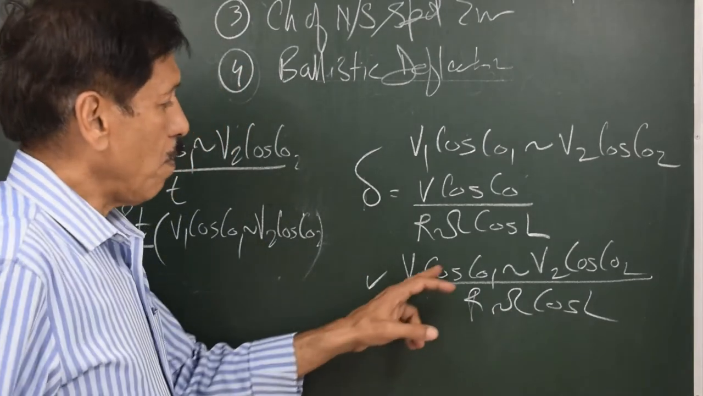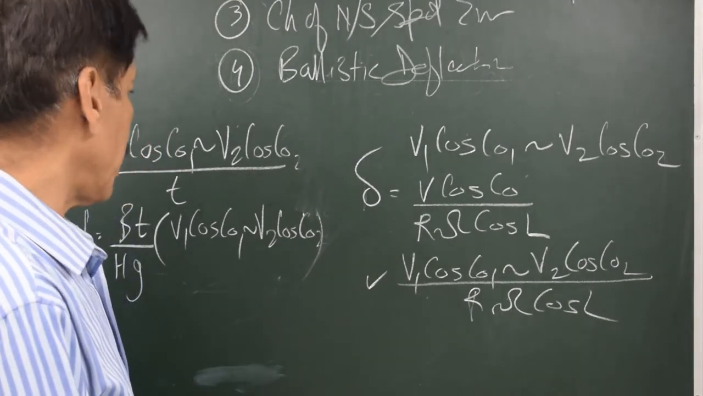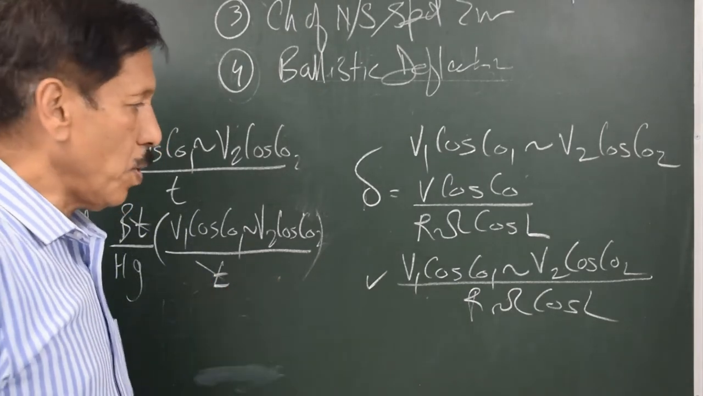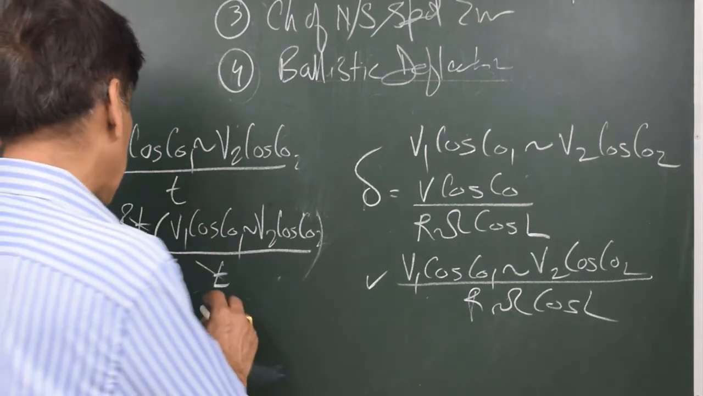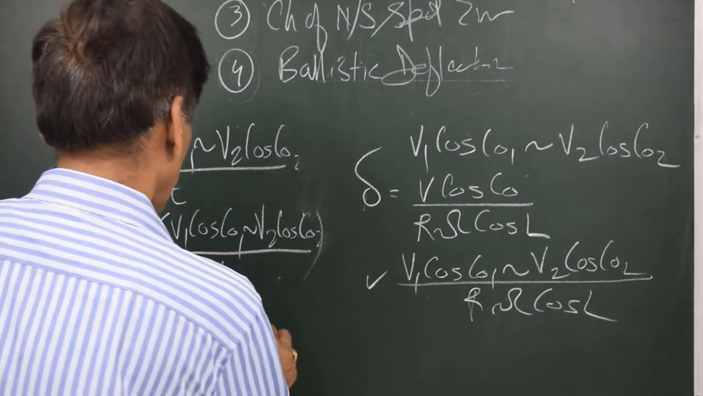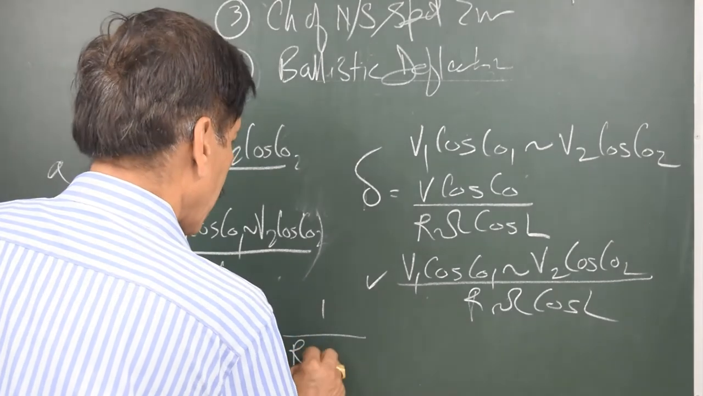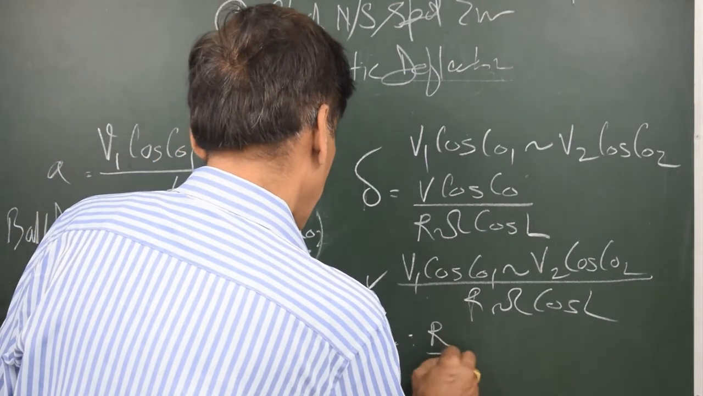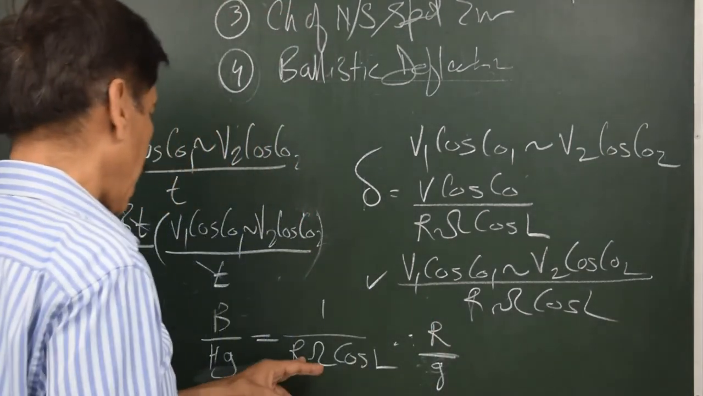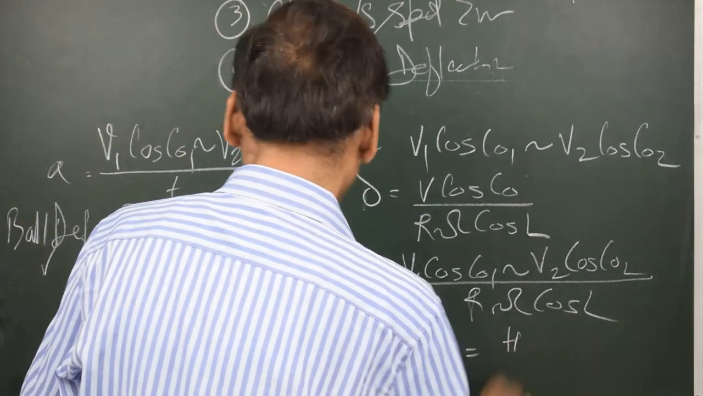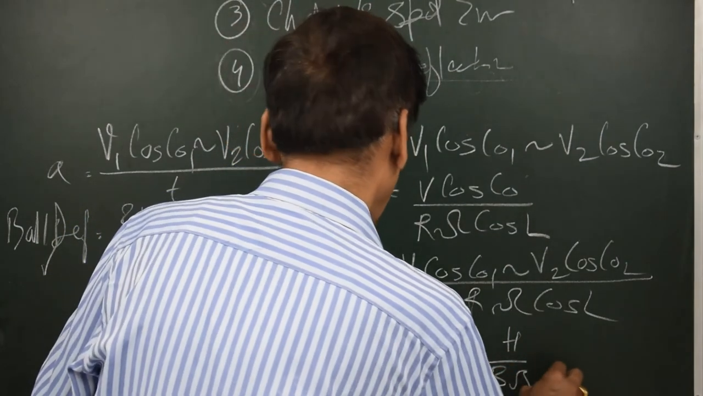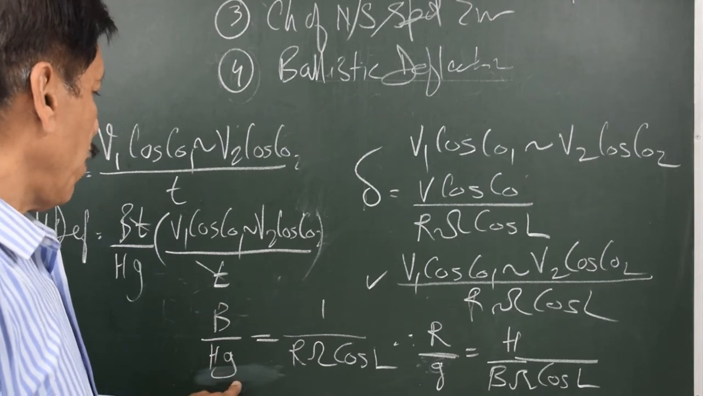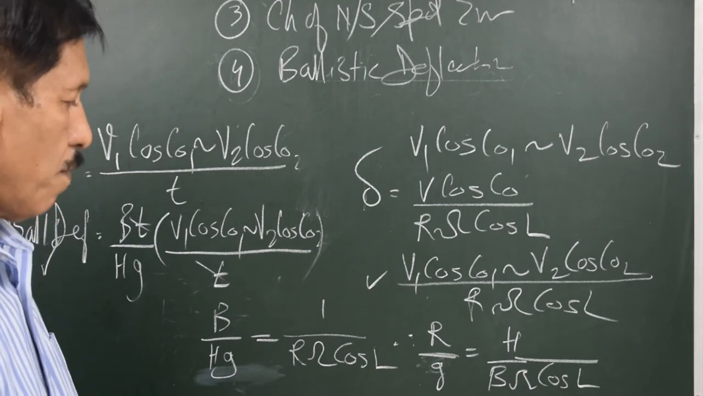When we equate the two, we will find that the V1 cos course 1 difference V2 cos course 2 gets cancelled. And we forgot this small t here, this small t and big T get cancelled on their own. Now when we equate the two errors, what we will get is B upon HG is equal to 1 upon R omega cos L. So this can be written as R upon G, R comes on this side, G remains there, equal to H upon capital B omega cos L. By the adjustment, R I brought on the left hand side, so it comes in the numerator, R upon G will become H upon B on the right hand side, and in the denominator we have omega cos latitude.